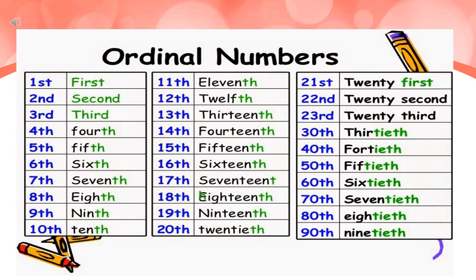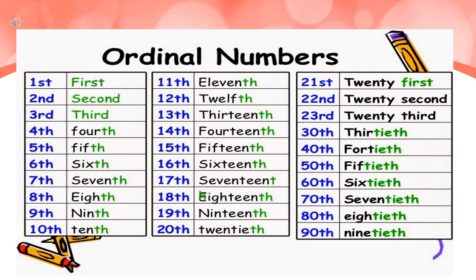We have cardinal numbers, which are 1, 2, 3, 4, 5, 6, and so on. And we have ordinal numbers. We say things like the first, the second, the third, the fourth, the fifth. So: first, second, third, fourth, fifth, sixth, seventh, eighth, 9th, 10th, 11th, 12th, 13th, 14th, 15th, 16th, 17th, 18th, 19th, 20th, 21st, 22nd, 23rd, then 30th, 40th, 50th, 60th, 70th, 80th, 90th.